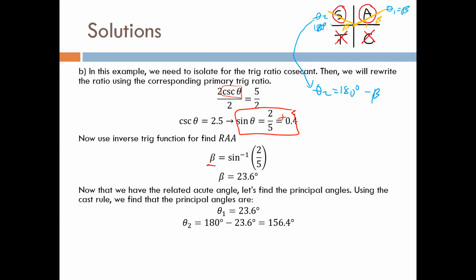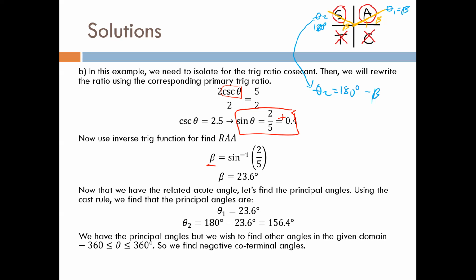So for the second principal angle, again, doing a little bit of math, we know it's in the second quadrant, so to find that principal angle, we take 180 and then we subtract off the related acute angle. Right? Basically what we're missing to get to the 180 degrees, which is the marker, our target angle there.